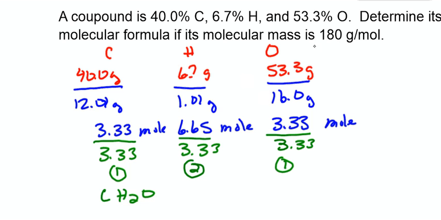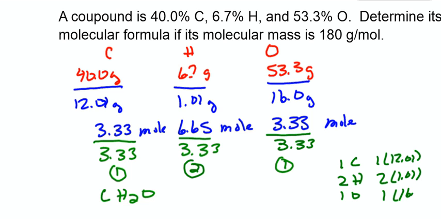So now how do we figure that out? Well, down here I'll do that. So I'm going to take the mass of the empirical formula. So I've got 1 carbon, I've got 2 hydrogens, and I've got 1 oxygen. So this is 1 times 12.01, 2 times 1.01, and 1 times 16.0. I'm going to add all of these up, and that gives me a grand total of 30.02 grams. So this is the mass of our empirical formula.